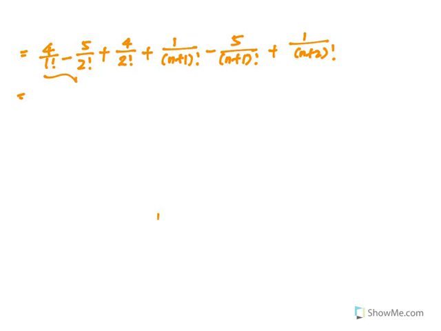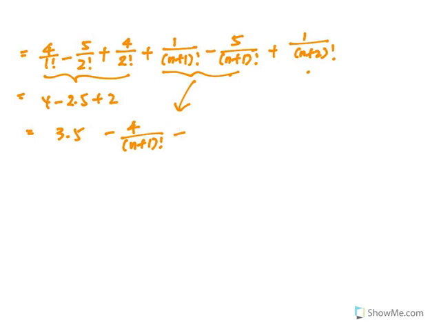Okay, and simplifying this portion, I have 4 minus 5 over 2 factorial, which is 2.5, plus 2, I'm going to get 3.5. And so I will have plus 1 over n plus 1 factorial, minus 5 over n plus 1 factorial, plus 1 over n plus 2 factorial. What I can do is combine these two, and this will give me a minus 4 over n plus 1 factorial plus 1 over n plus 2 factorial. Alright, and with that you are done with part 2.